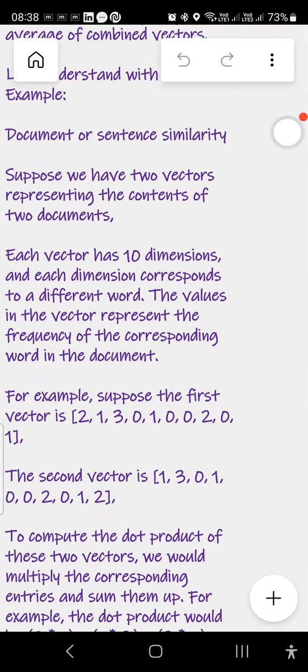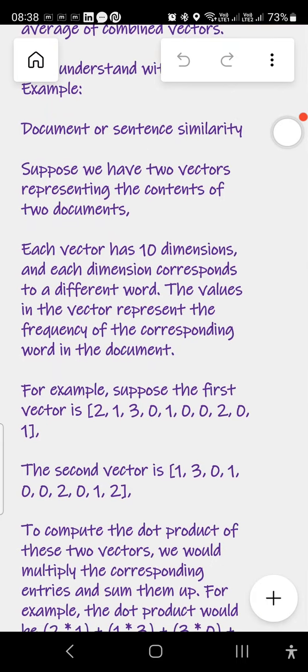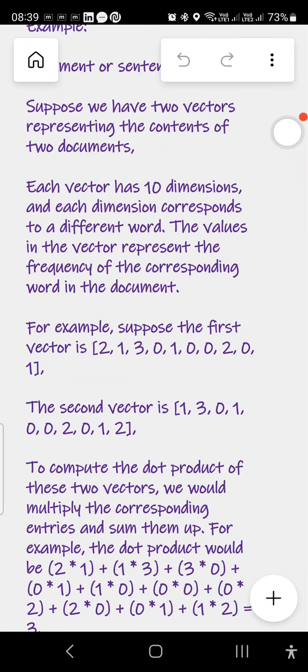Let's try to understand a use case on how we actually measure document or sentence similarity in NLP. A sentence is also referred to as a document in the world of NLP. So even if we have a sentence with 10 words, it can be called document 1, and another sentence can be called document 2. So let's try to understand.